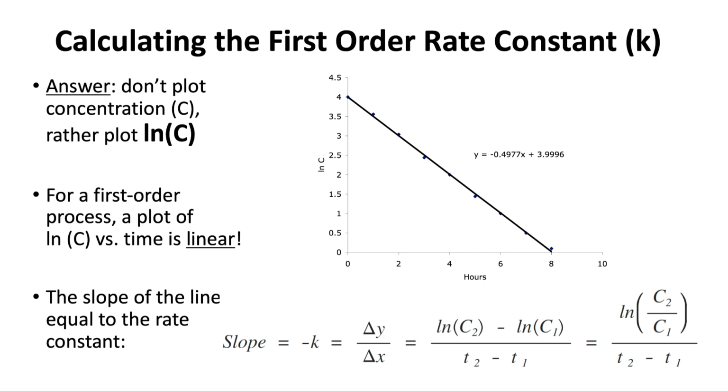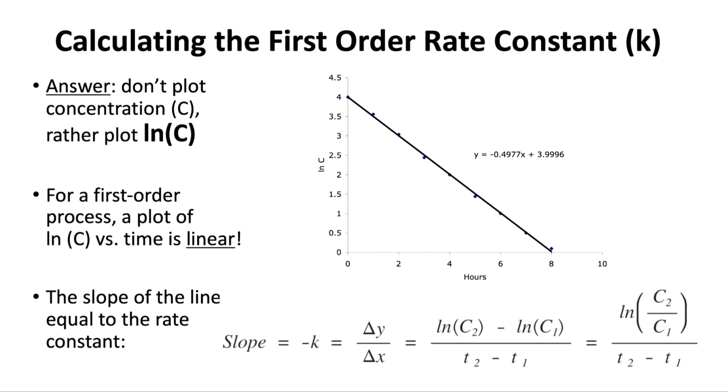Therefore, now we can calculate a slope since our line is now linear and not a curve. Okay? So remember, slope again is just change in y over change in x. And now that we have plotted the natural log of c, the change in y would be the natural log of c2 minus the natural log of c1, divided by the change in x, which is just the change in time.